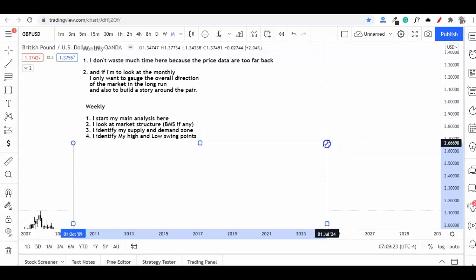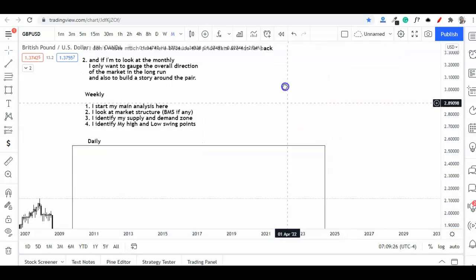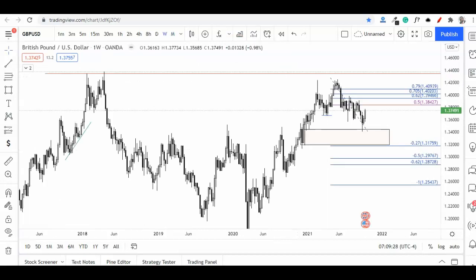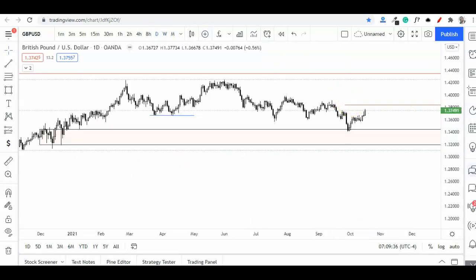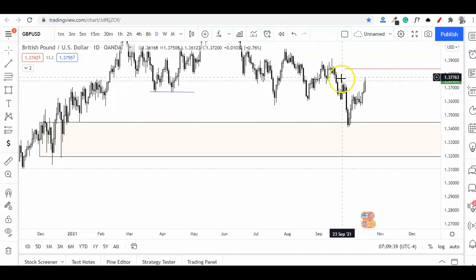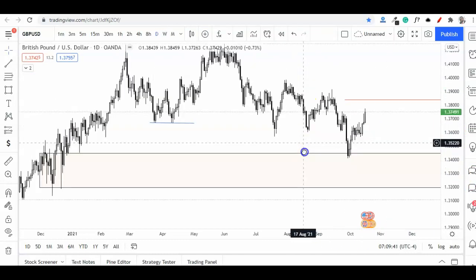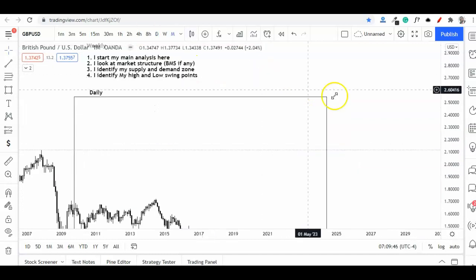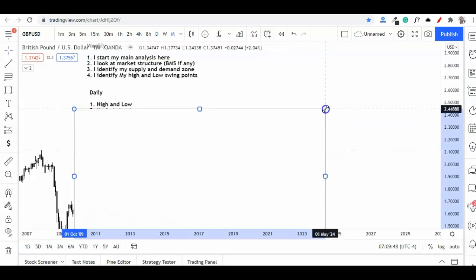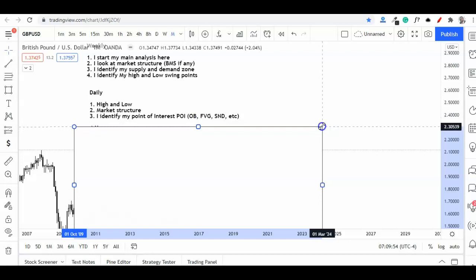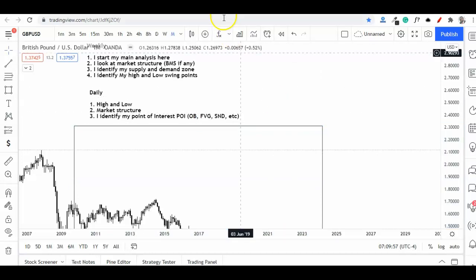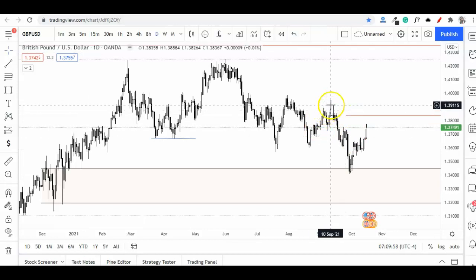Now once I'm done with that, I then look at the daily. What am I looking for in the daily time frame? Okay, let me get rid of this Fibonacci. We'll go down to the daily. Now from the daily, what are we seeing? First of all, I'll look at the high and low of the daily, then also look at the market structure. This is the high of the daily and this is the low point.